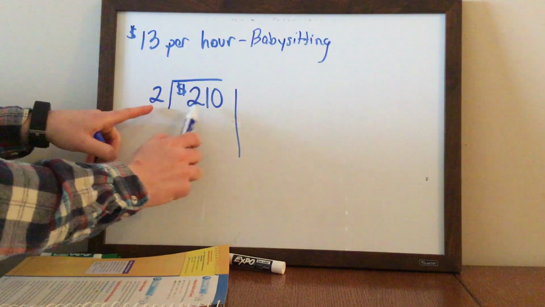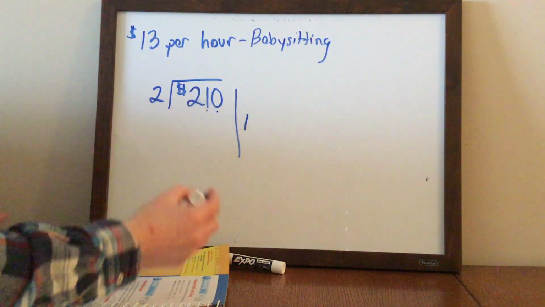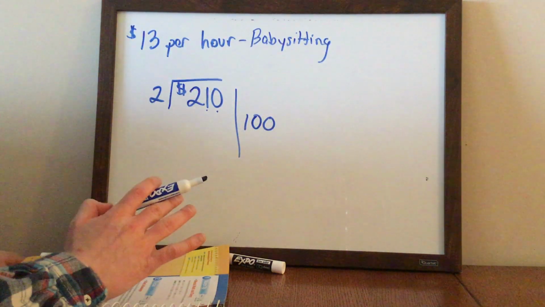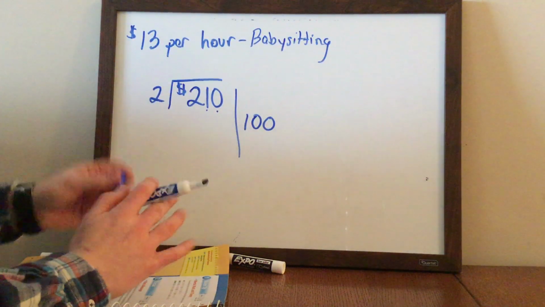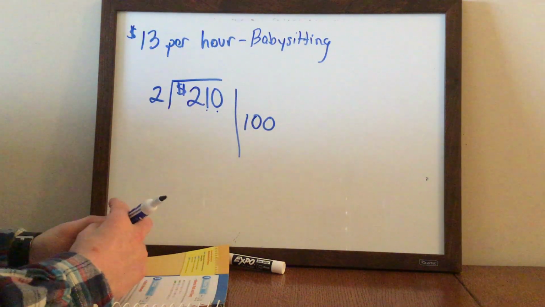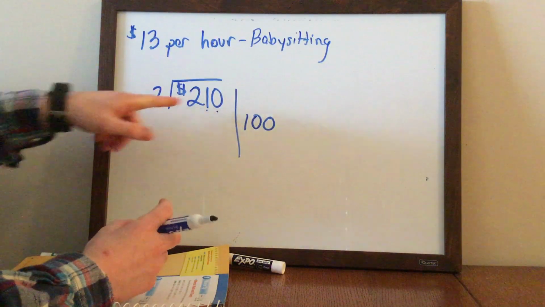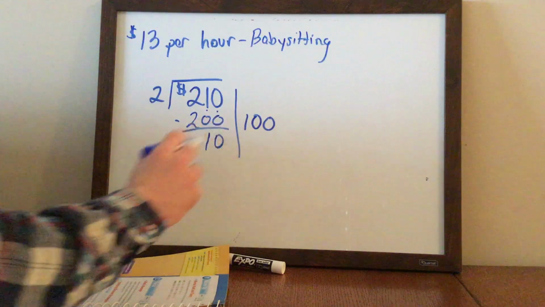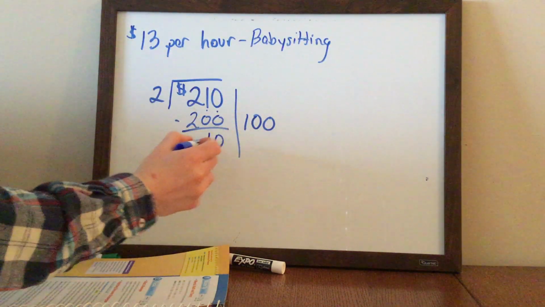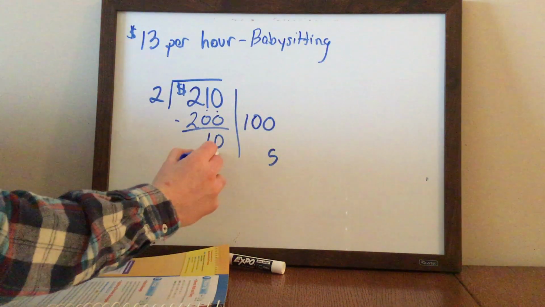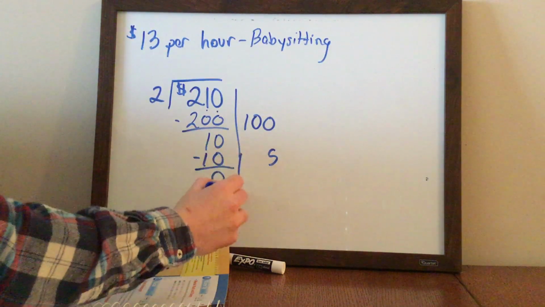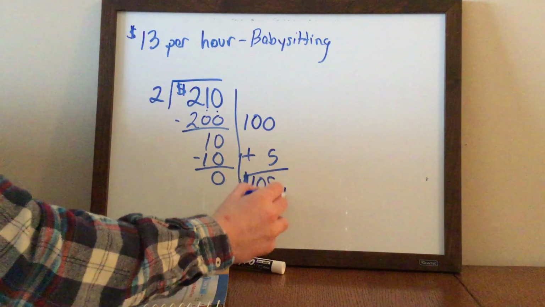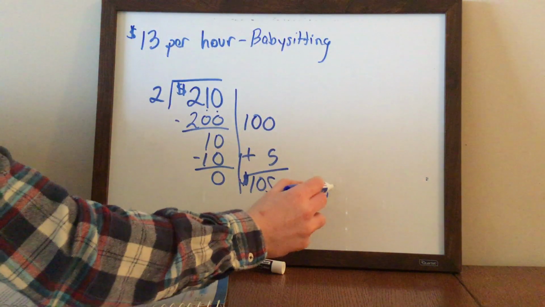I know 2 goes into 2 once, and I'm going to append 2 zeros and start with 100. Remember, you've already done this problem. You should have already tried this problem. So if you haven't, pause the video and try the problem. So 2 times 100 is 200, which leaves you with 10. 2 times what is 10? And the answer to that is 5. And so they would each make $105 per week.